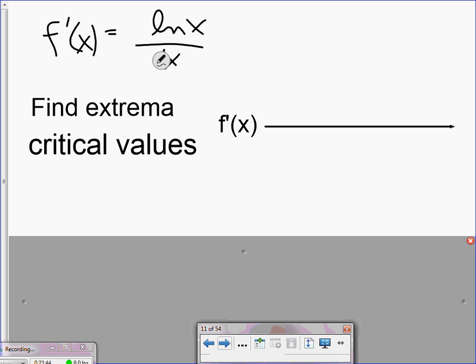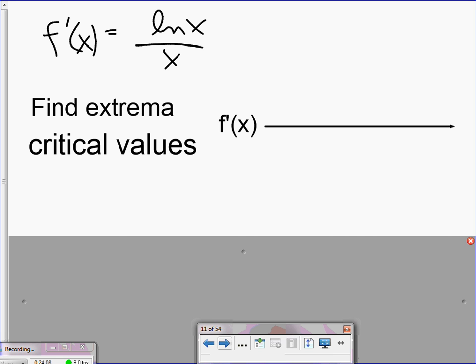Now, the reason I brought that up is because sometimes, and you might have seen this with some of those AP problems, you get a derivative and you don't have a calculator, and it might have to do with the ln of x. So let's say you have to find the extrema. You have to find critical values. You want to make a sign chart. You have critical values when the derivative is either 0 or undefined.